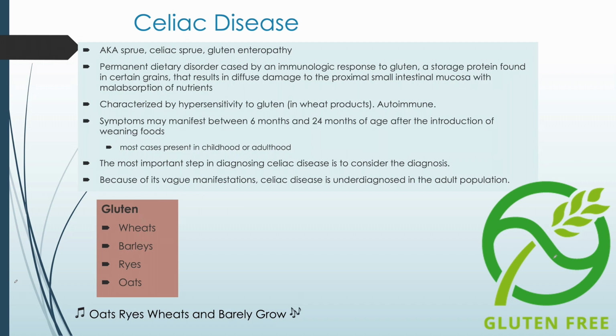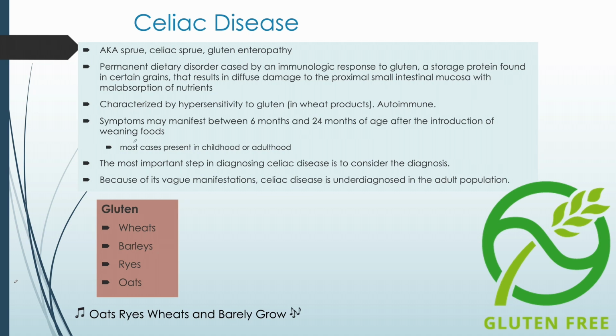Now, if you're like me, I'm not super keen on knowing what certain foods are. I'm not real aware dietetically. So I put down here where gluten is found, and it's found in wheats, barleys, rye, and oats. When I was little, my mom used to sing a little song, Oats, Peas, Beans, and Barley Grow. But because we're talking about gluten, you can change that nursery rhyme around to say oats, rye, wheats, and barley grow. And that's how I remember which foods have gluten in them.